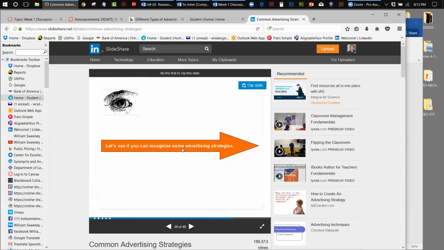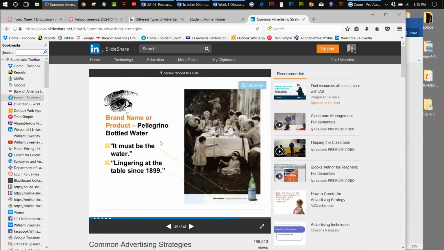Let's see if you can recognize some advertising strategies. Let's see if we can. So what do we got here? Brand name, this product is Pellegrino bottled water. This has got to be family oriented.